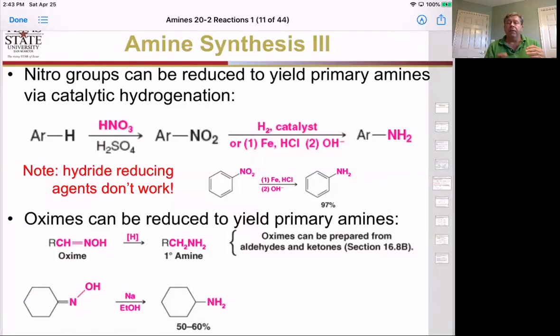Another way to get to a primary amine is to go through an oxime. If you'll remember from our ketone chapter, an oxime is created when you take an amino hydroxy compound, react it with a carbonyl compound to create an intermediate, and then by reducing off that oxygen with a sodium metal reducing agent, like sodium metal and ethanol, we can reduce off that hydroxide and add hydrogen to the amine to also give us a primary amine.